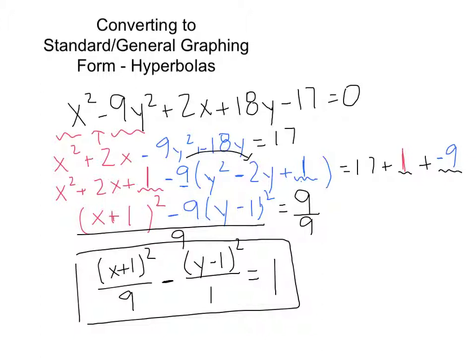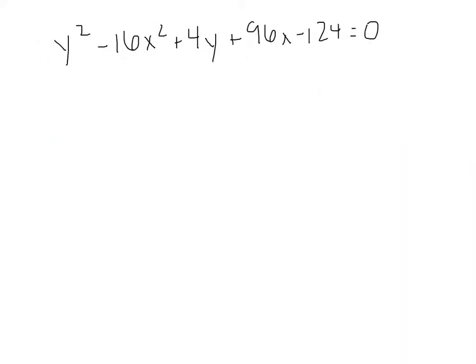From here we can see the center, we can find where the vertices are based on the fact that it's under x, and we could actually graph the entire hyperbola. That's why it's important to be able to convert forms so that you can actually answer questions about the shape that you have. So here we have another equation, and we want to see what conic section it represents.